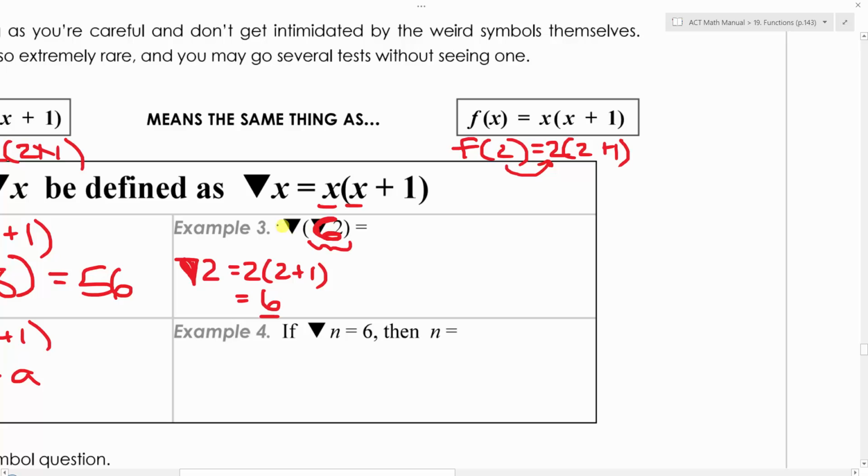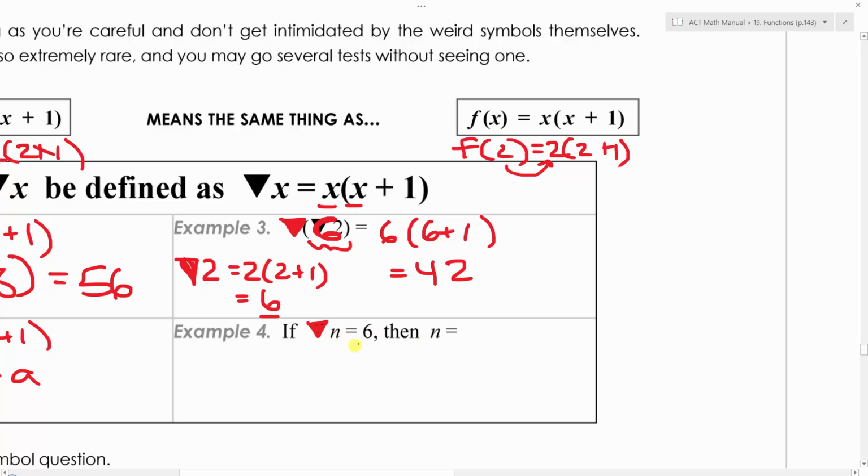And now I'm going to apply my outside triangle. So I'm going to do upside down black triangle 6, and that's going to be 6 times 6 plus 1, which is 6 times 7, which equals 42. So I did the inside weird symbol function first, and then I applied the outside weird symbol function to that inside one. Now, upside down black triangle or weird symbol n equals 6.